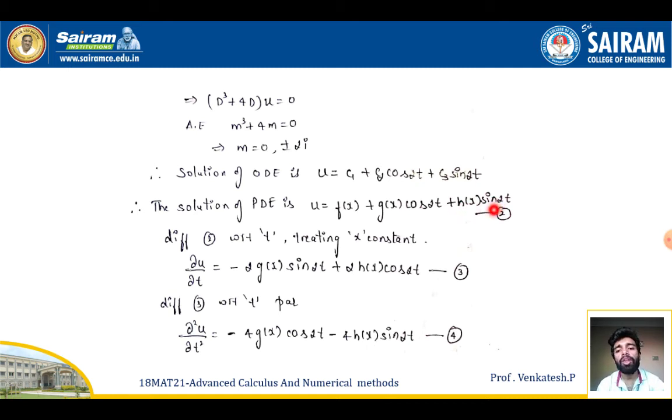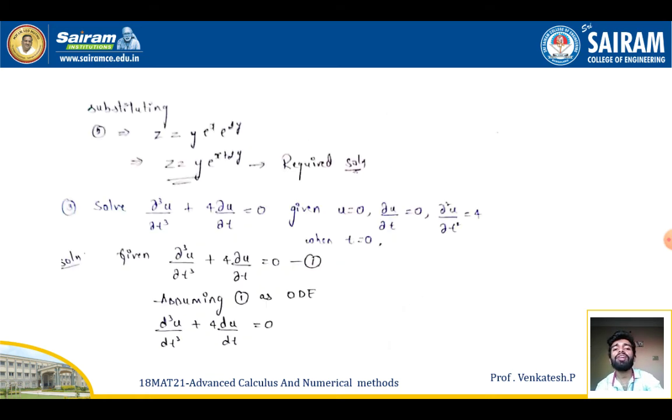So now I want the value of dou u by dou t, dou square u by dou t square to use the initial conditions. So I'm going to differentiate this equation with respect to t. So I will get minus 2 f of x will become 0 since it is a constant here, minus 2 times of g of x sin 2t plus 2 times of h of x cos 2t. Differentiating this equation again with respect to t, I will get dou square u by dou t square is equal to minus 4 g of x cos 2t minus 4 h of x sin 2t.